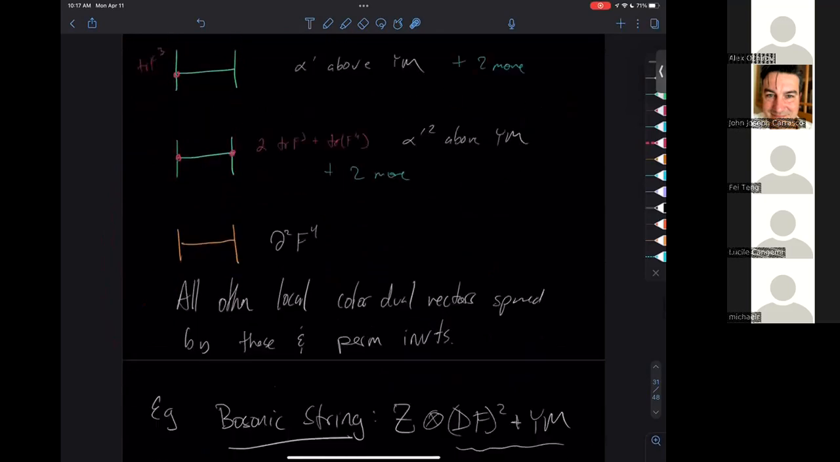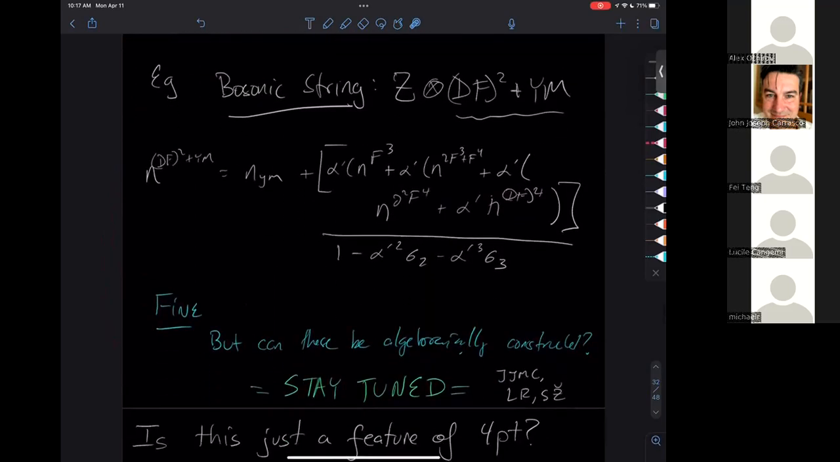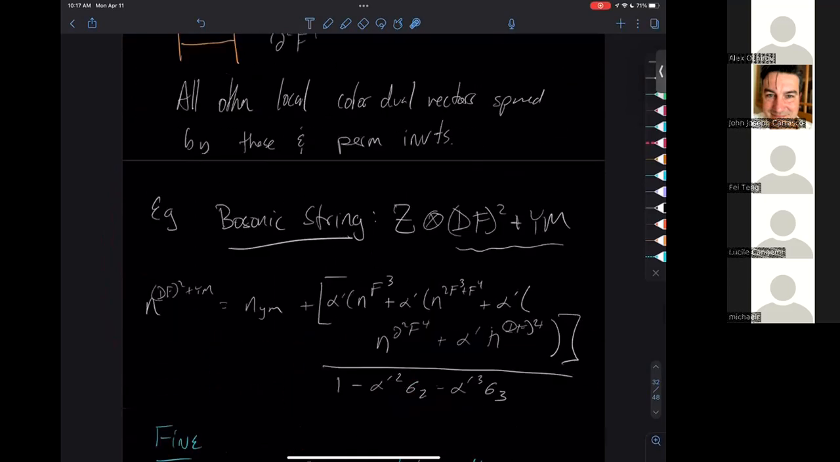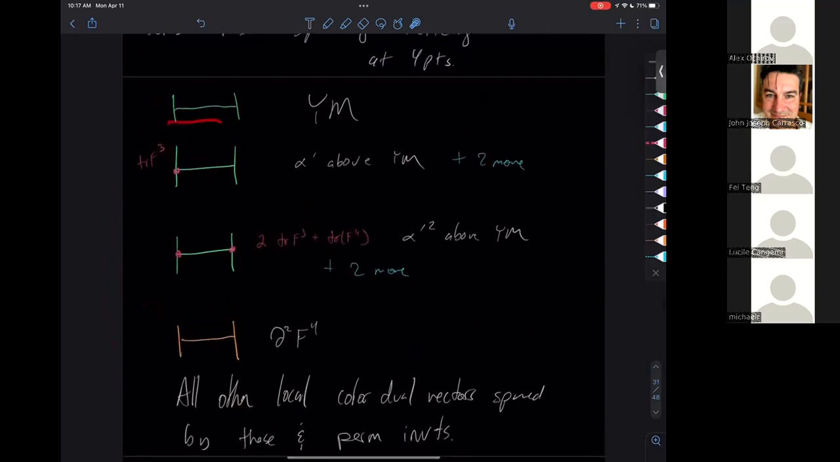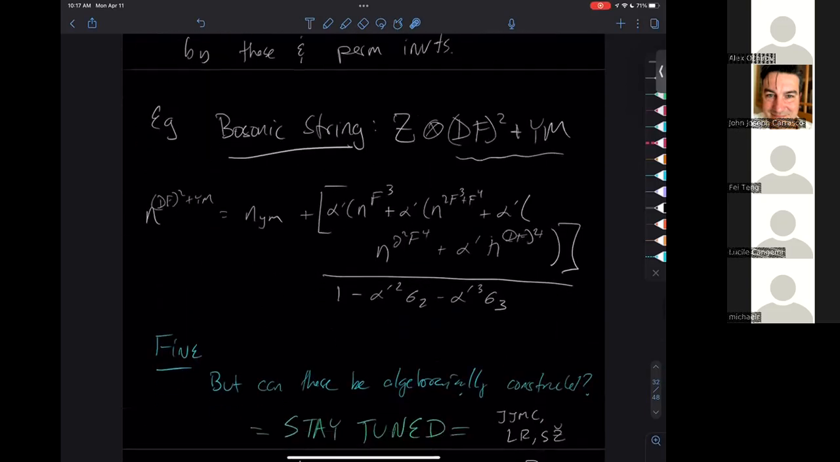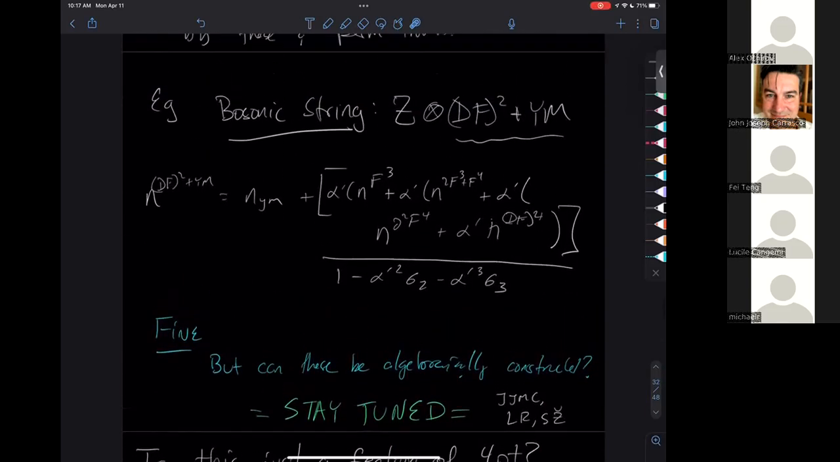scalar weights above. And similarly for gravity theories, if you have a higher derivative operator that you can't describe in terms of these guys, then it's not describable in terms of something that's adjoint color dual at 4-point. For example, these guys are sufficient to span the bosonic string. You can ask, can these 8-point guys be algebraically constructed themselves?